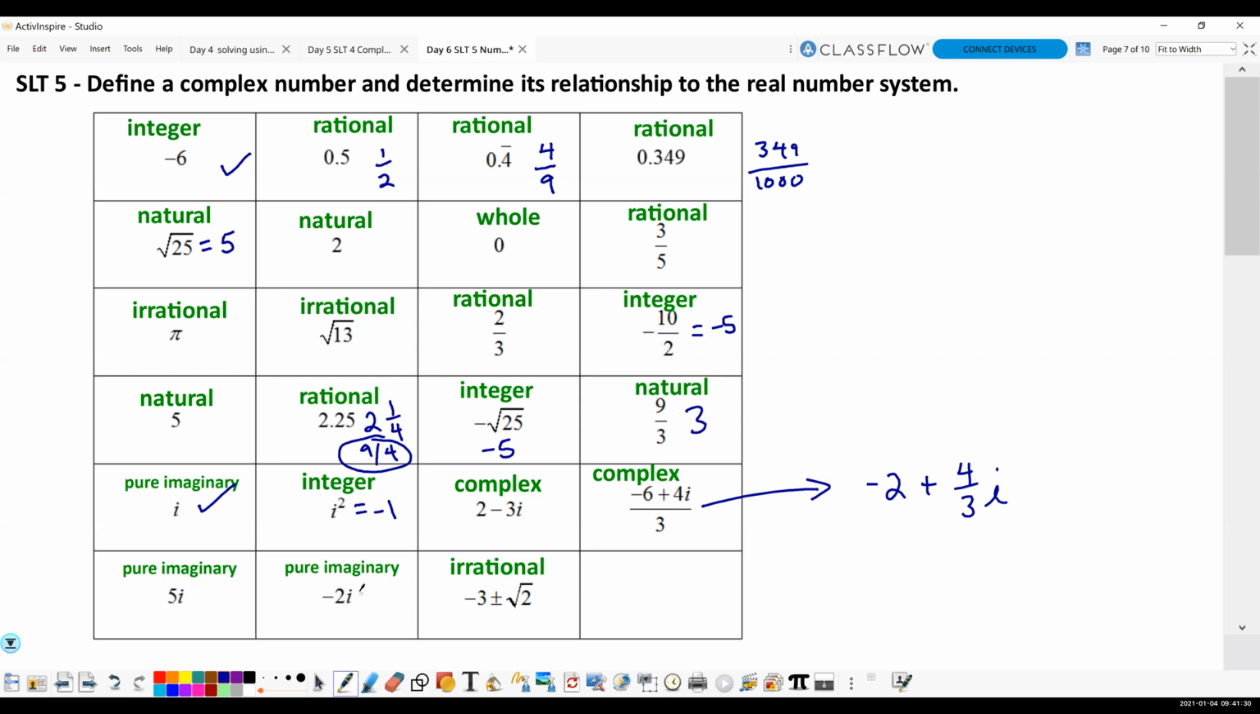Same with -2i. Now, this messes people up and they want to write it as complex, but there's no i on the root 2. It just so happens that this irrational number has an integer being added to it, or it's being subtracted from an integer, but it is still irrational. I cannot write this as a fraction of integers. However, it does not contain an i. Therefore, it falls in the irrational category.